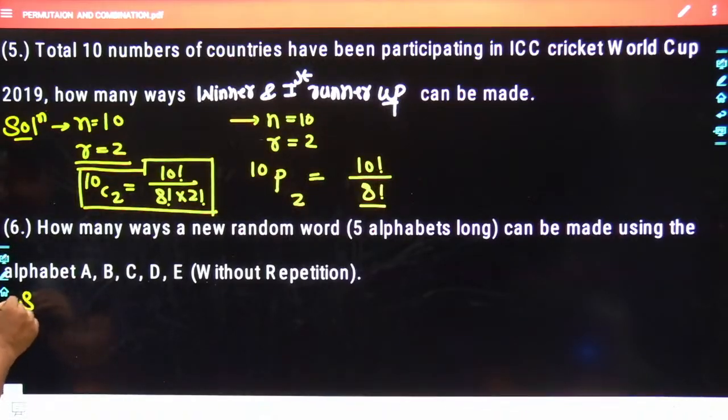In the same sequence, the sixth question would be the last question of the day. Anyways, read this problem word to word, and then we will try to decode this problem. The problem states: how many ways can a new random word, 5 alphabets long, be made using the alphabets A, B, C, D, E without repetition?